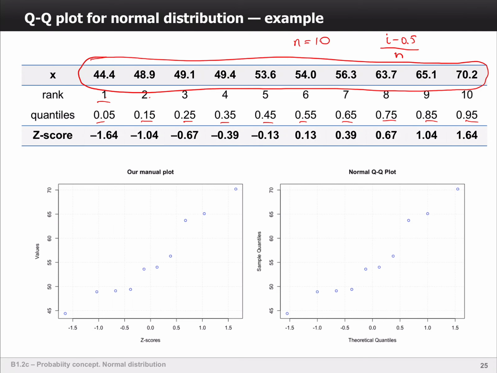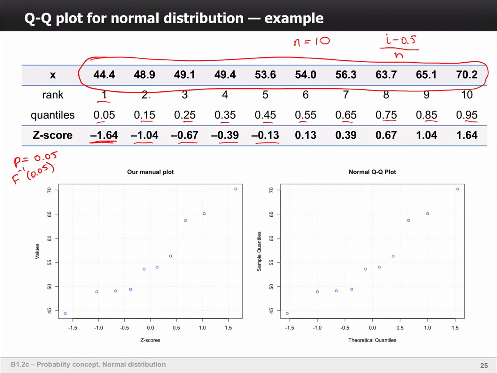Now what do we do next? We have the quantiles, so P is 0.05 for the first one. Now, how many standard deviations should this value with this P be below the average, if indeed this is a normal distribution? We can use the inverse CDF for 0.05 and find how many standard deviations it should be below the average. And that's the value: it should be 1.64 standard deviations below the average. Then we just repeat it for every value.